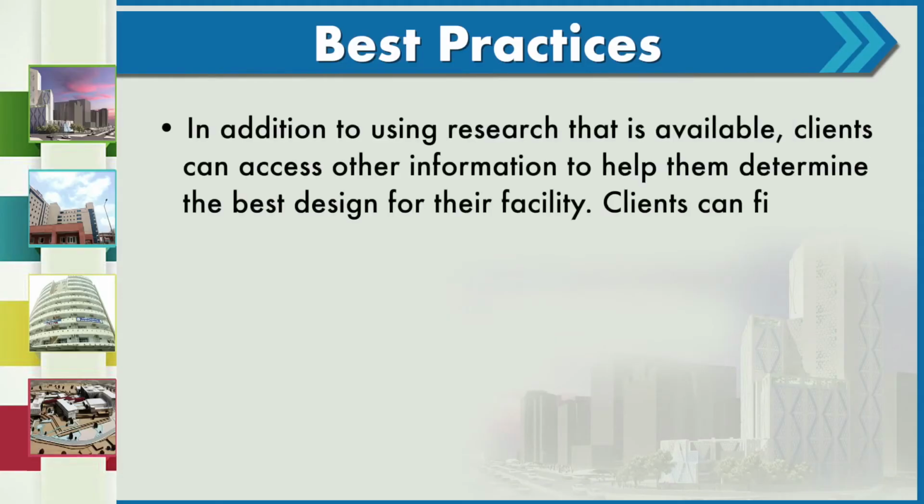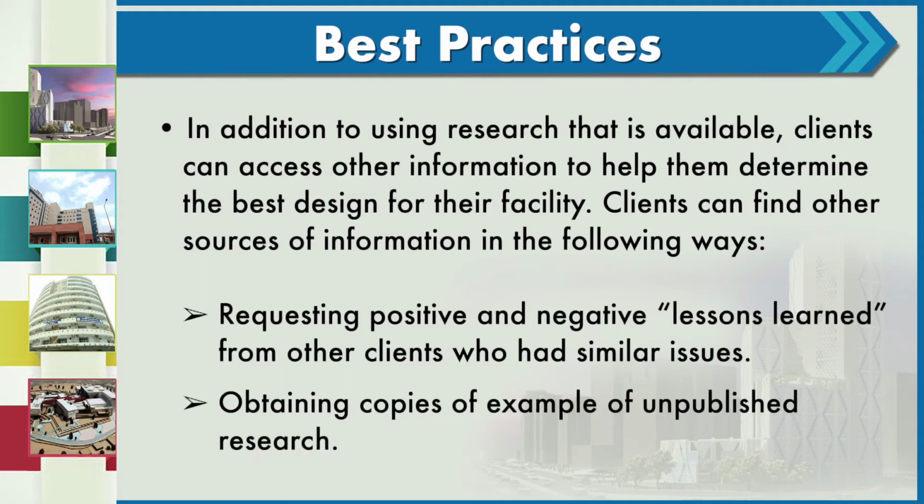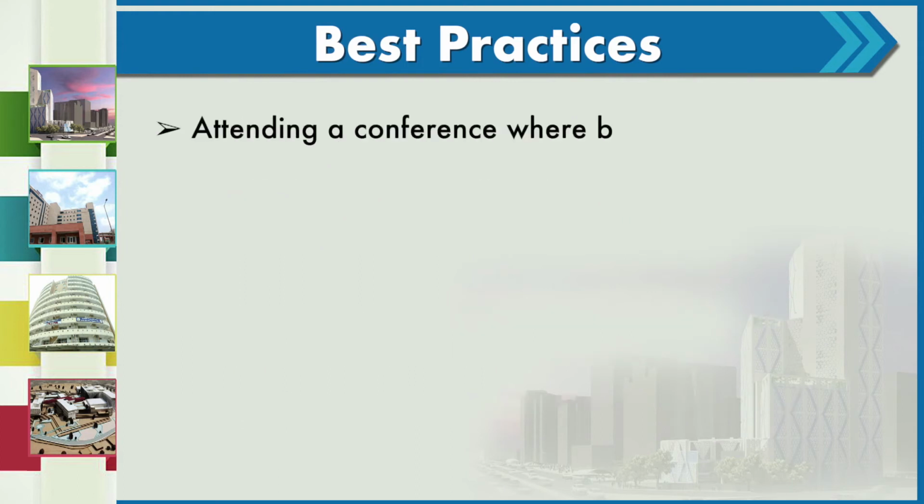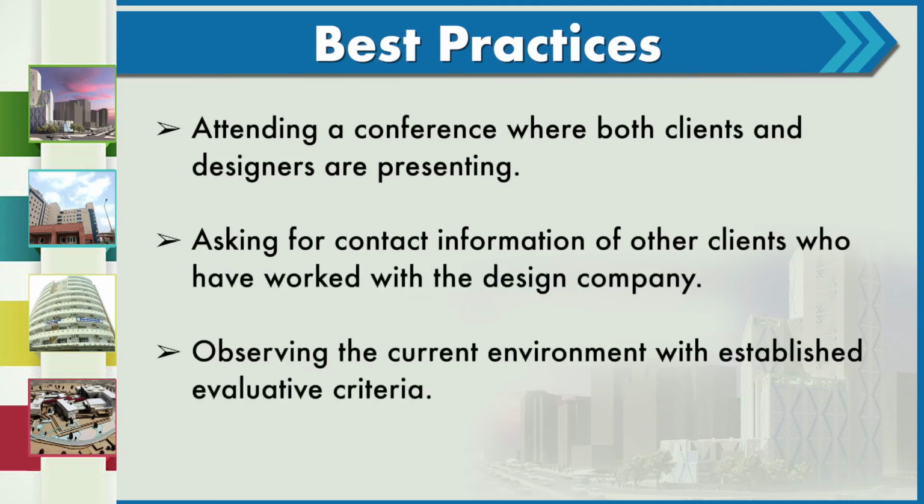Best practices. In addition to using research that is available, clients can access other information to help them determine the best design for their facilities. Clients can find other sources of information in the following ways: requesting positive and negative lessons learned from other clients who had similar issues, obtaining copies of examples of unpublished research, attending a conference where both clients and designers are presenting, asking for contact information from other clients who have worked with the design company, and observing the current environment with established evaluation criteria.